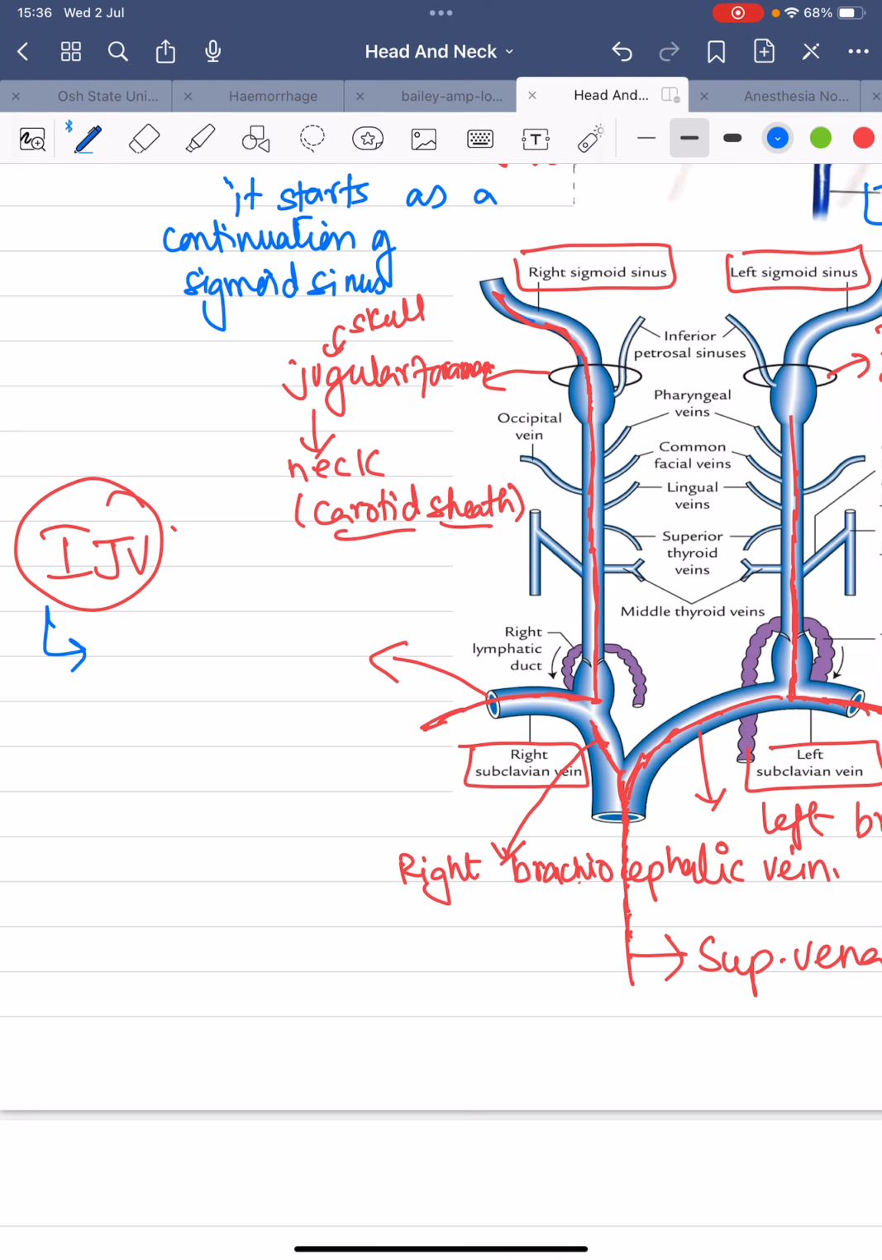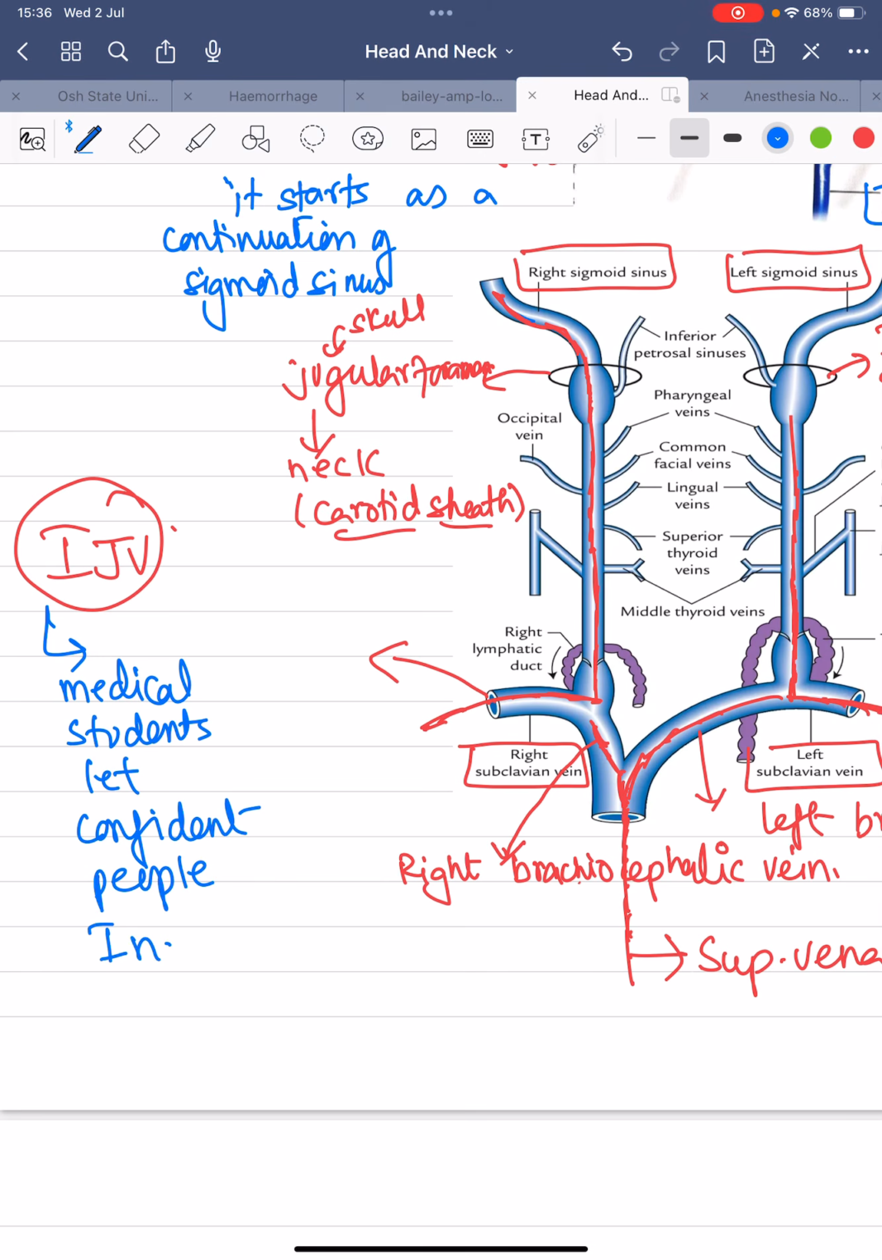Medical students, let confident people in. Okay. Medical students, let confident people in. So what is I?